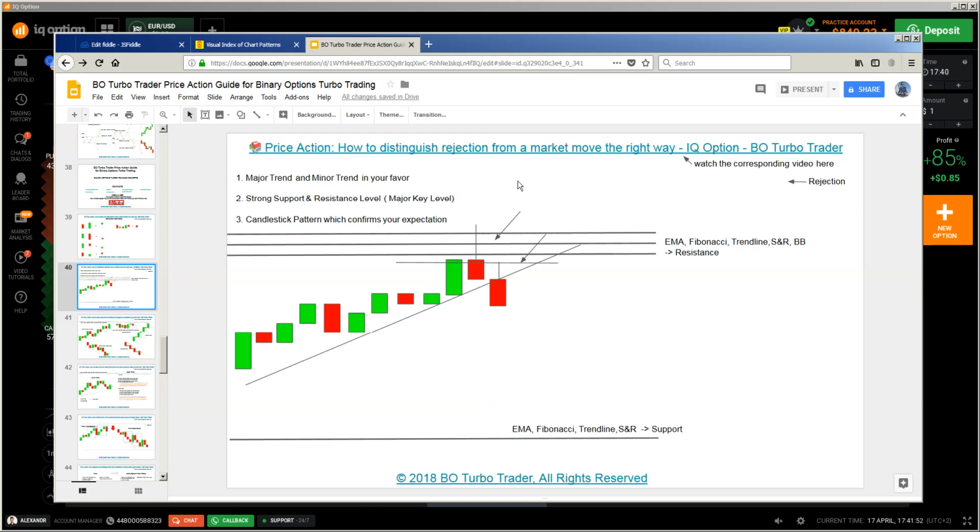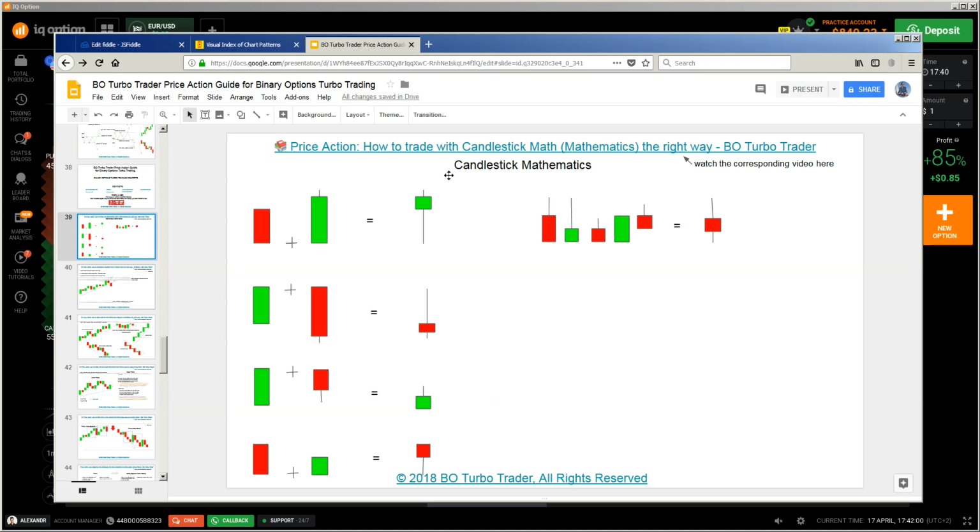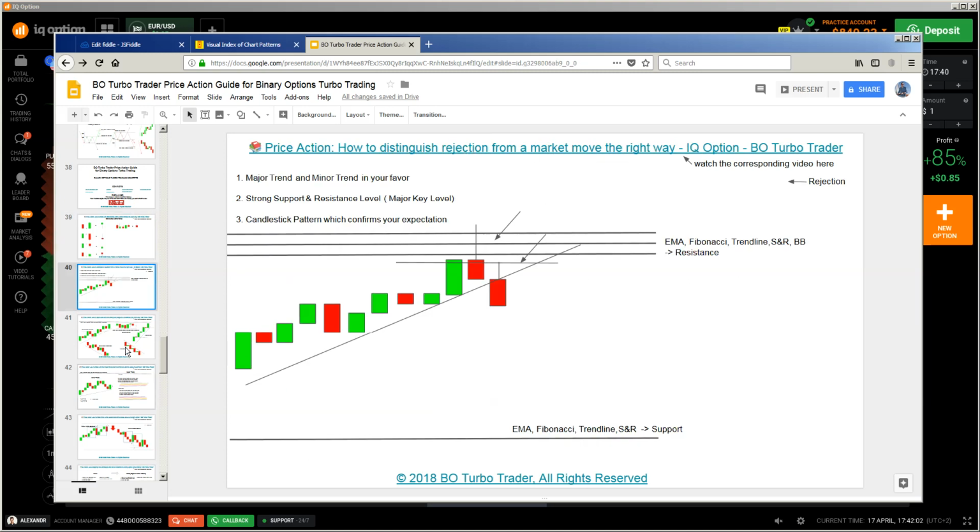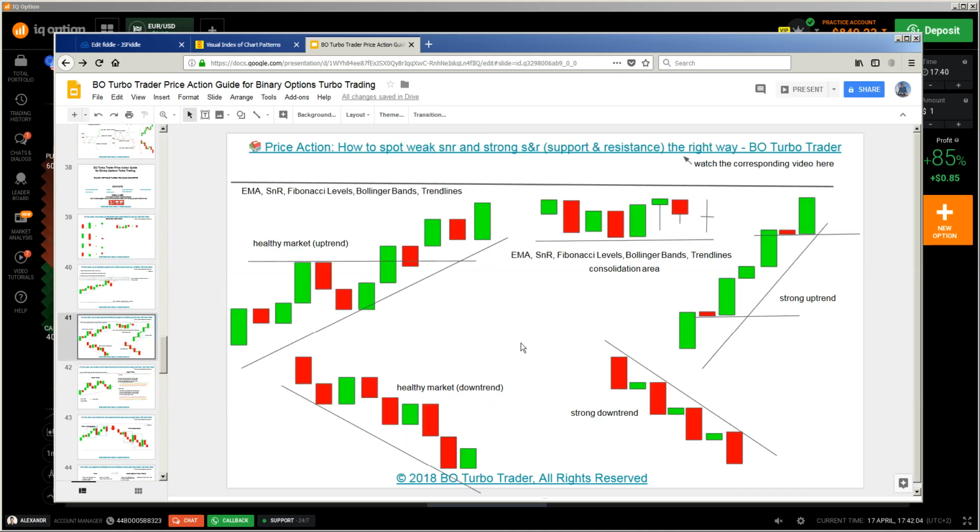Watch always those kind of videos which are at the top of every of those pages, there is a link to a video. Watch the candlestick video, watch this video here about the rejection, watch the video about market condition, which is almost the most important for those beginners who experience that the setups are not working. They do not work because you are not trading them in the right market condition.